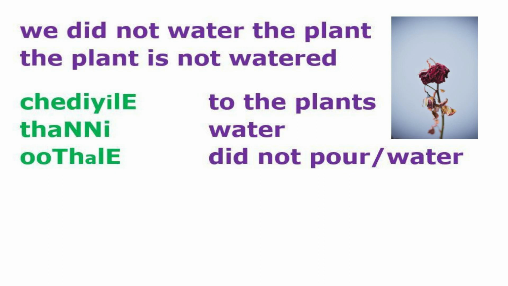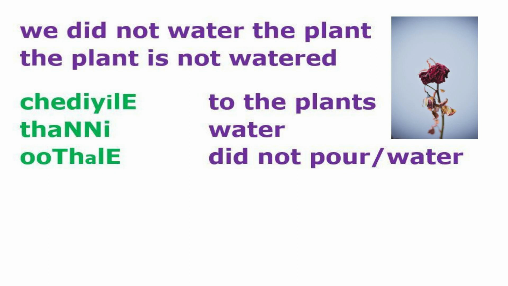We did not water the plant, or the plant is not watered. Here there's ambiguity in the way it's constructed, because that's the uniqueness of any language. Chedile means in the plant or to the plants. Tanni, water. Utala, did not pour. So we don't know if it's not been poured, or if you're making a statement, or if someone has not done their duty. So it could be understood both ways.